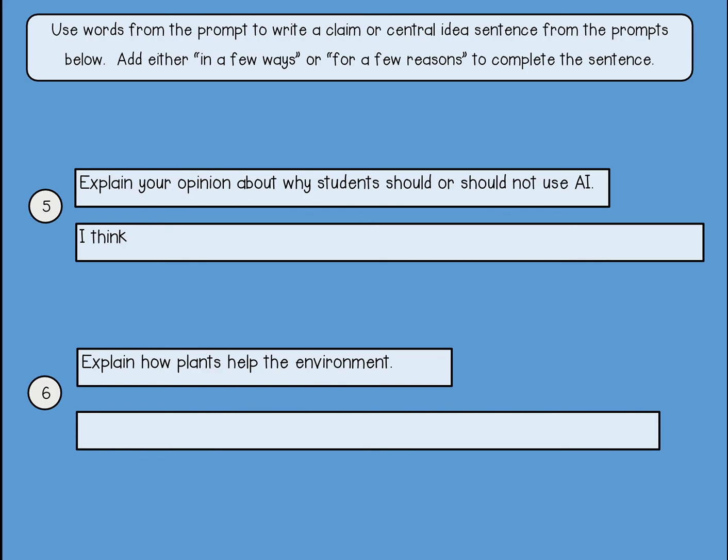So, hopefully, this makes central idea sentence writing or claim sentence writing a simple activity that you can practice with students. Again, have them verbalize it first, then take them into writing and typing it. They're guaranteed to get at least a point or two if they have a really good and clear central idea or claim.